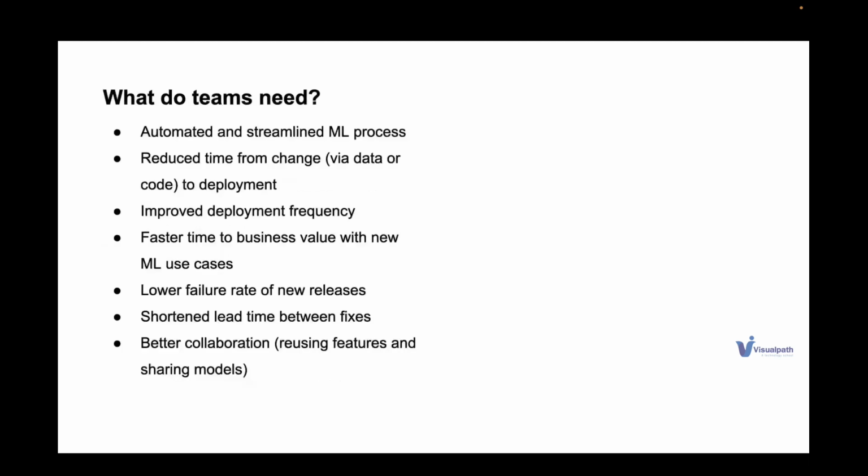So what do teams need? What we understood is that they need an automation of the ML process, so reduce time to deployment. For example, whenever a data scientist has given a new model or code, or maybe there is data we need to deploy, there should be some kind of automation which can reduce the time instead of doing it manually.